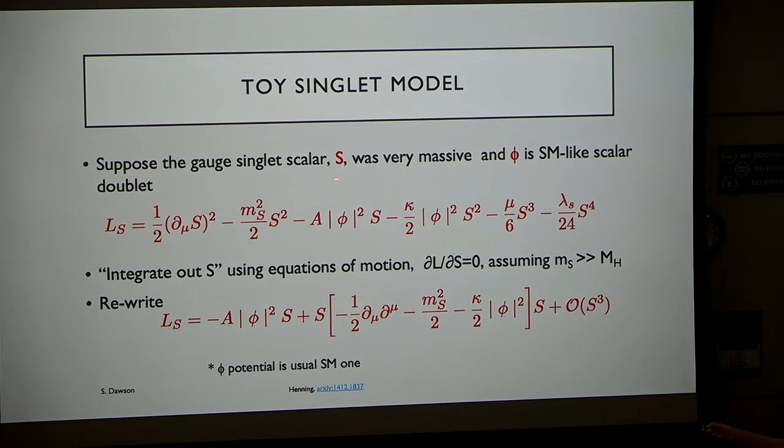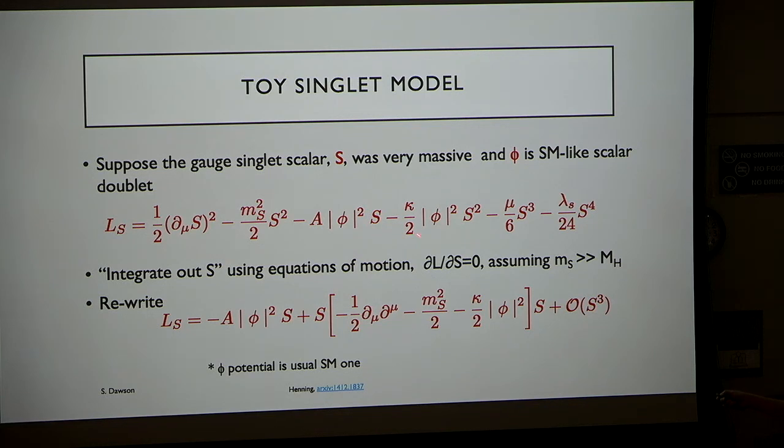So suppose the gauge singlet S was very massive, and here's phi. It's, as always, our standard model like scalar doublet. So here's my theory. It's got the kinetic energy for my new scalar. It's got a mass for the new scalar. It's got this very interesting term which couples the SU2 doublet to S.